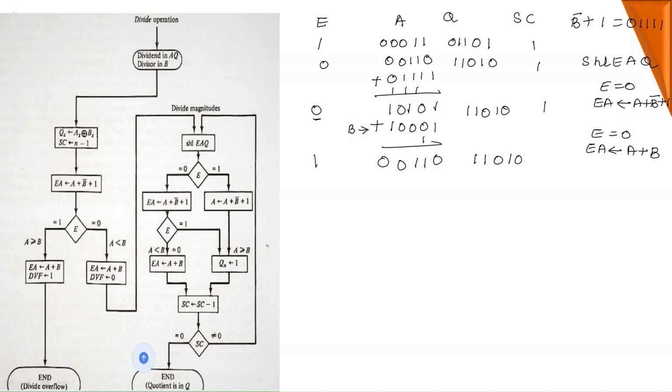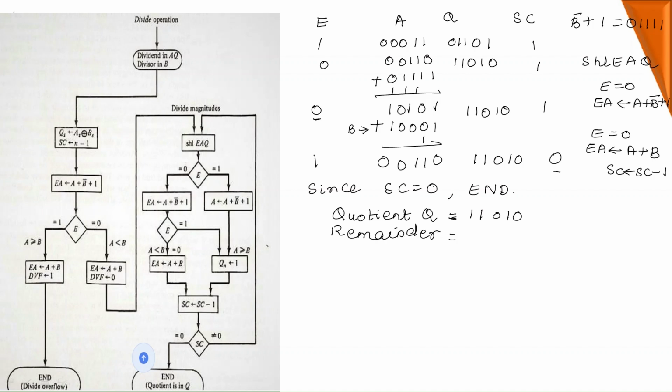So after adding A plus B, you should also decrement your sequence counter by 1. So it becomes 0. So whenever your sequence counter reaches 0, you have to stop the process. So since sequence counter is equal to 0, we need to end the process. So the quotient is stored in Q. So what is in Q? 1 1 0 1 0, and the remainder is stored in A.